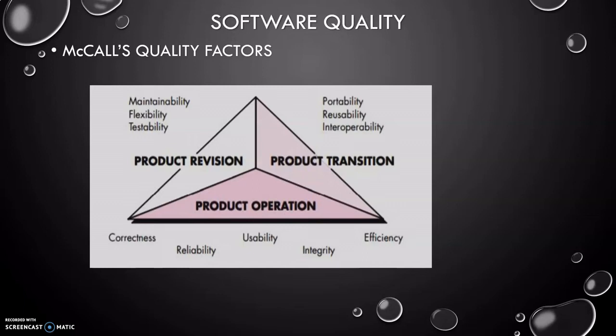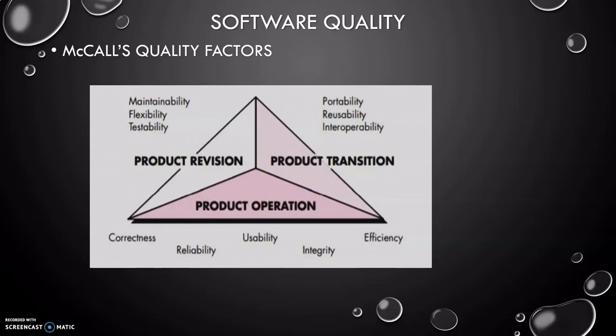Then we have efficiency, the amount of computing resources and code required by a program to perform its functions. We have integrity, the extent to which access to software or data by unauthorized persons can be controlled. And we have usability, the effort required to learn, operate, prepare input for, and interpret output of a program. Under product revision, we have maintainability, the effort required to locate and fix an error in a program. And we have flexibility, the effort required to modify an operational program. And also testability, the effort required to test a program to ensure that it performs its intended function.